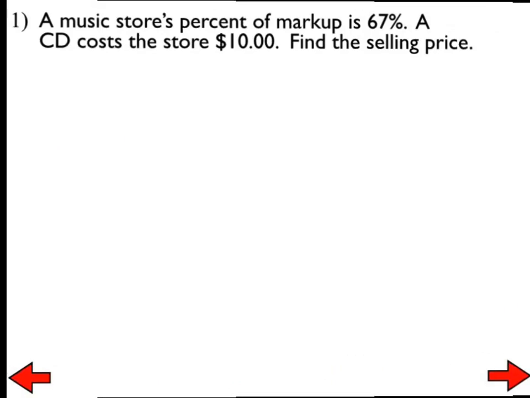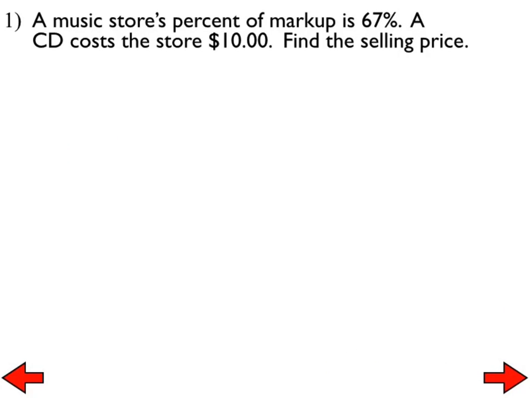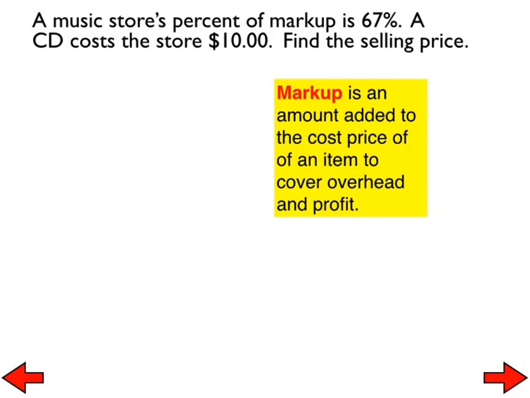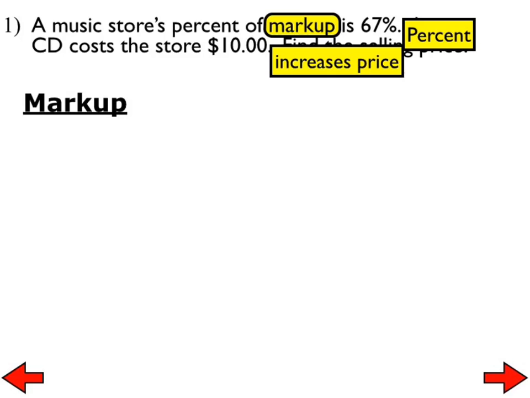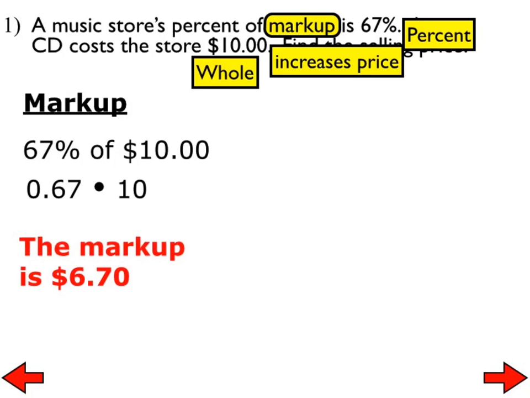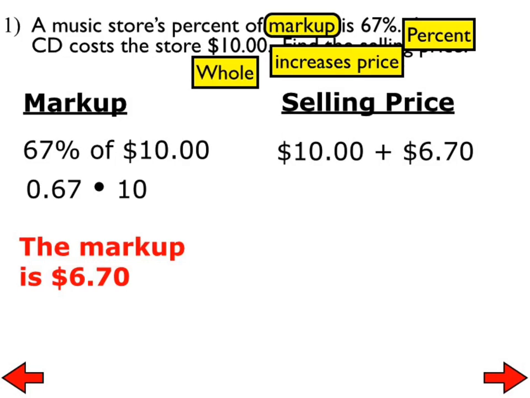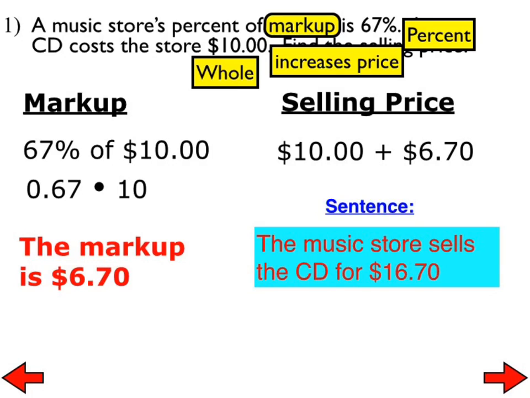All right. Number 1. And this is now the 3rd time we've seen this problem. A music store's percent of markup is 67%. A CD costs the store $10. Find the selling price. So here's what we did in the last lesson. We found the amount of markup, which tells us since it's a markup, it increases the price. And then after we found the markup, we added it back on. And that's in the far left-hand side of your notes. You don't need to write this down because this is what we did in the last lesson.